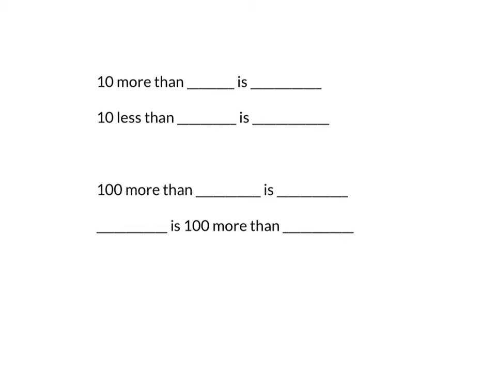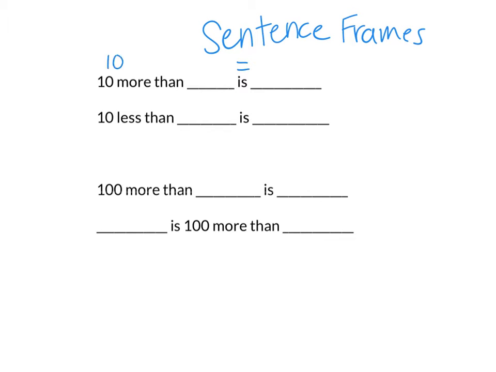So let's look at some sentence frames. So sentence frames are ways that we can actually kind of see an equation, but it's done with words. So if we look at the first one, it says 10 more than blank is blank. So these words here are really important. So 10 more, that means I'm adding 10 to a number to get this whole number. So the word is kind of acts like an equal sign. So 10 more than something equals something.